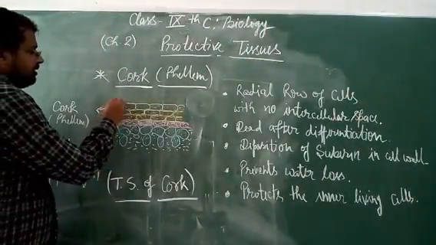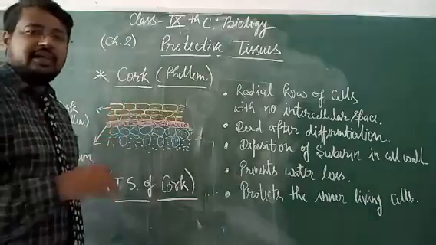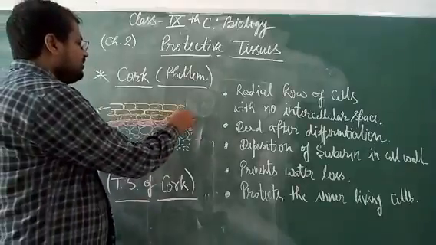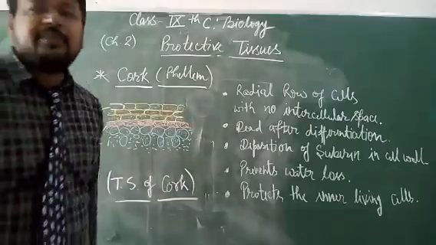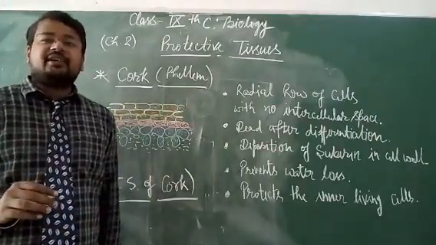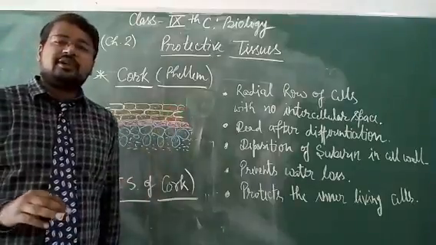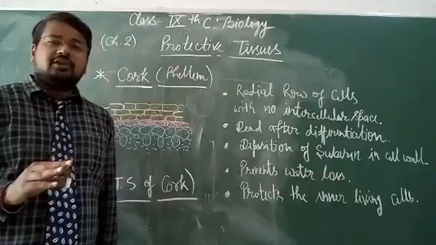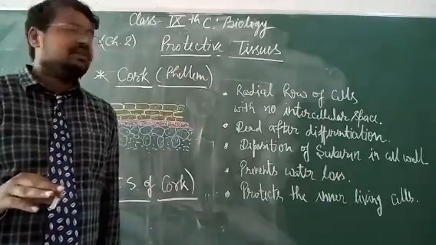This is such a type of covering that doesn't allow water to enter into the plant body. So this is very prominent for all plants, specifically aquatic plants. This structure helps aquatic plants in checking the water entering into the plant body where living cells are there.